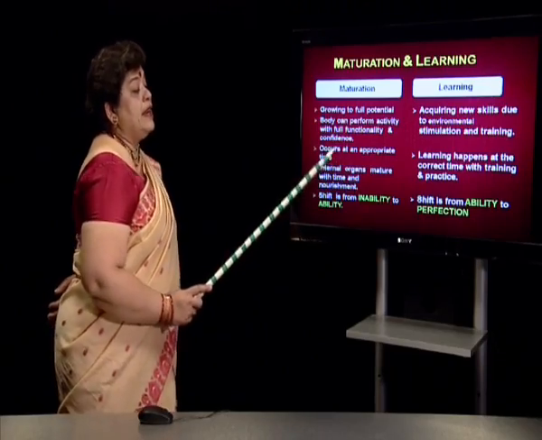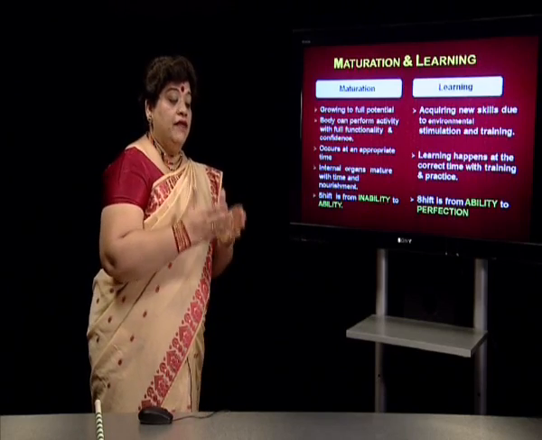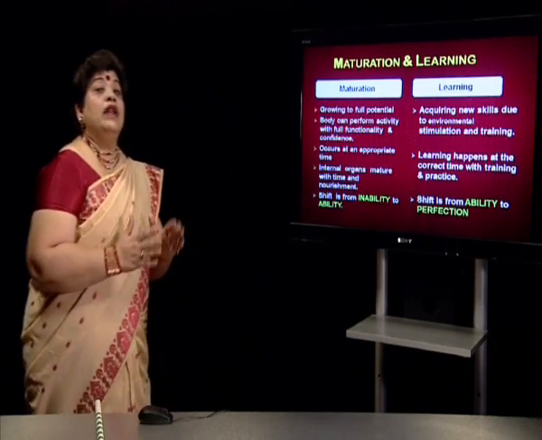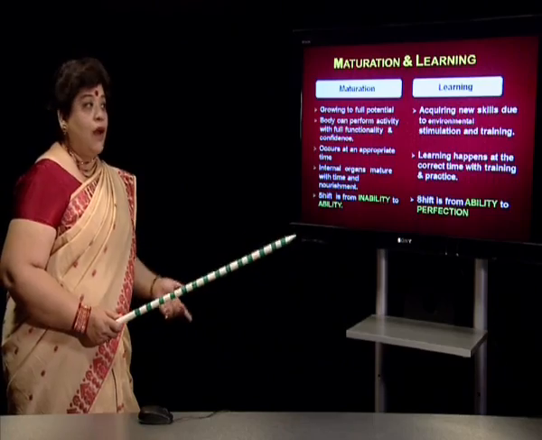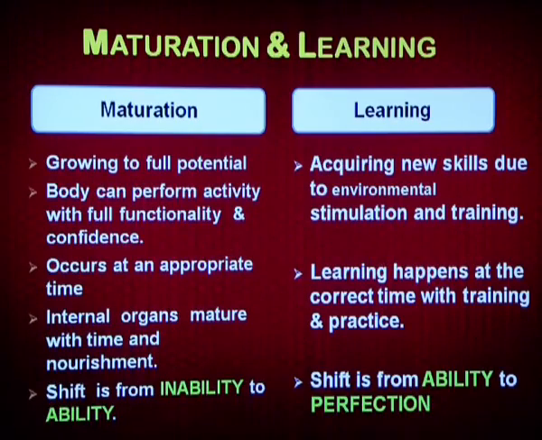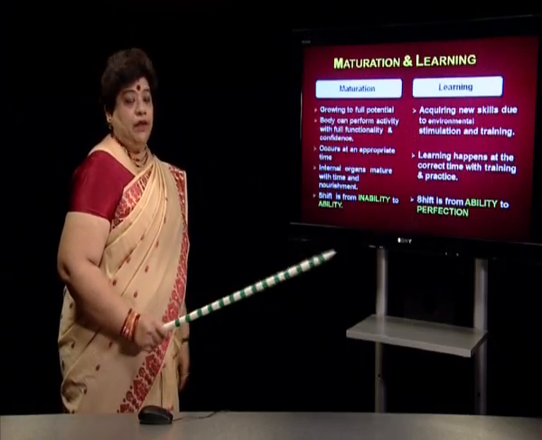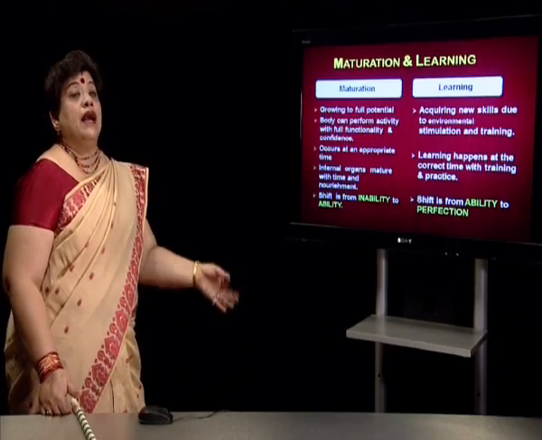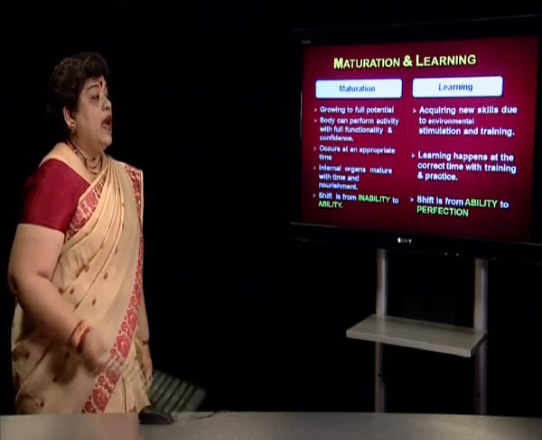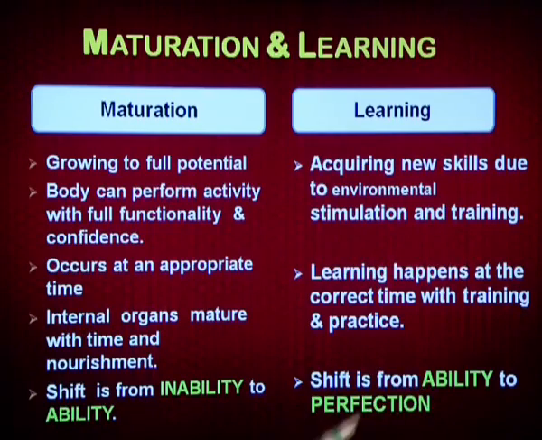Maturation happens or occurs at an appropriate time, and we must know that the child first should come into sitting posture, then only the child will start crawling. If the child is not able to sit, it is wrong on our part to expect the child to crawl. And similarly, learning opportunity has to be provided. That is, it will happen at the correct time with training and practice. Only when repetition and practice will happen will the child be able to crawl. Internal organs mature with time and nourishment. Shift is from inability to ability. When we say maturation, then the child who was unable to do becomes able to do a particular skill or activity. But with learning, ability turns to perfection.